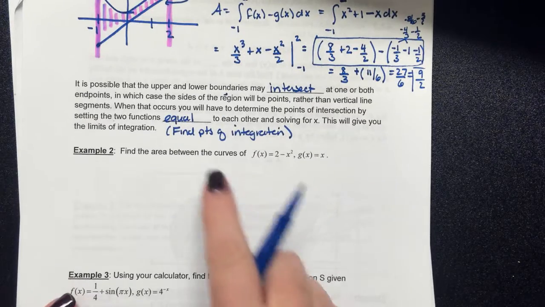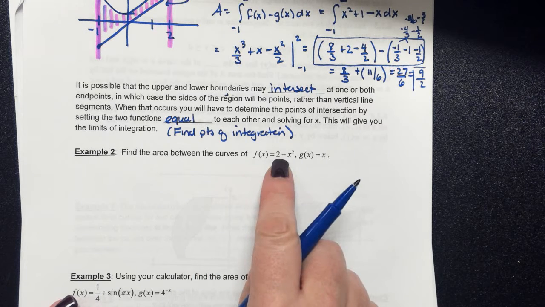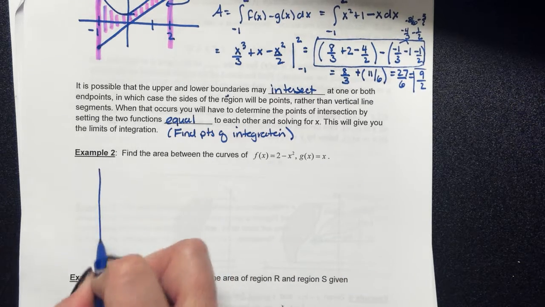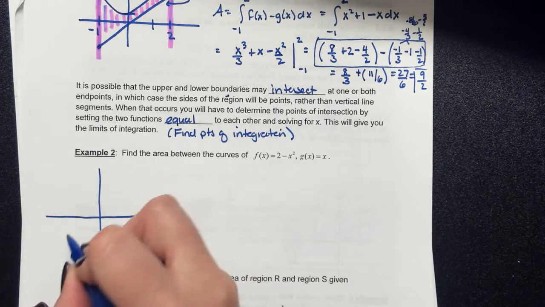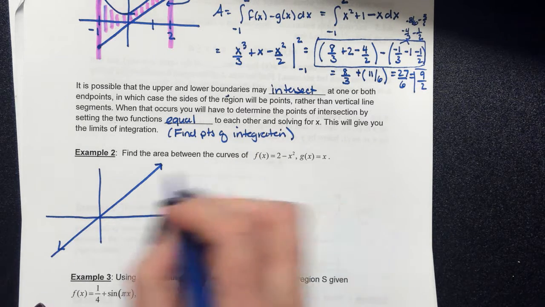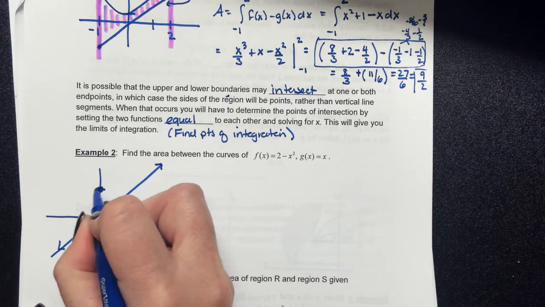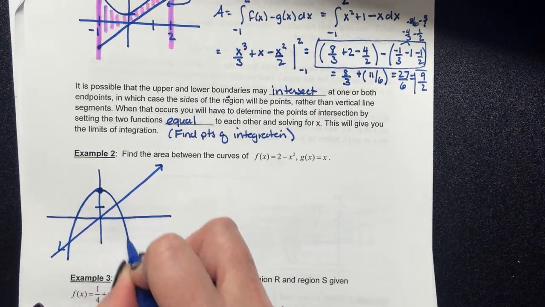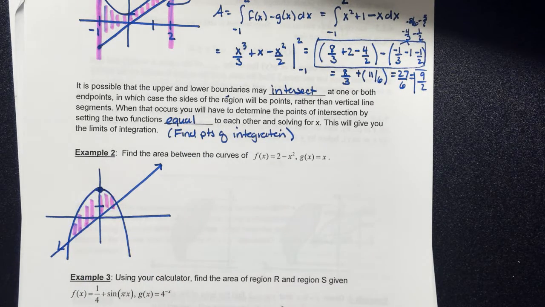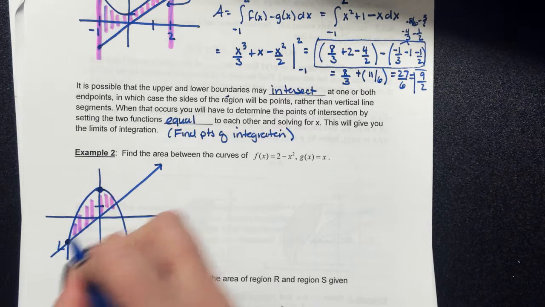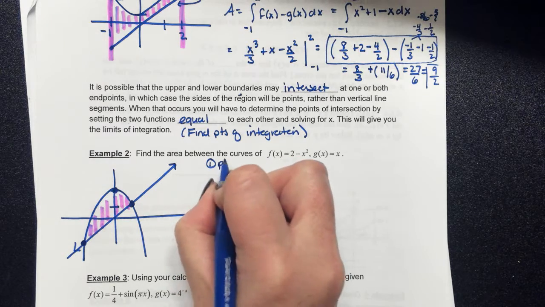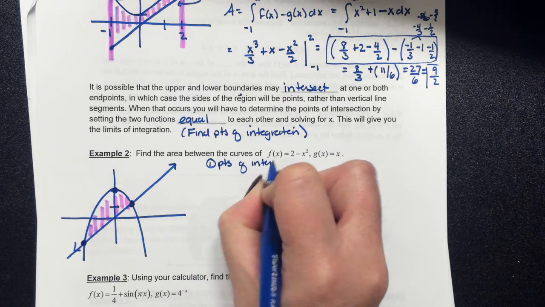So for example, find the area between the curves of f of x equals 2 minus x squared and g of x equals x. So again, we've got the graph y equals x, and then 2 minus x squared. So this is a reflected parabola with a vertical shift going up 2. So we're trying to calculate the area between those two curves. The issue is, you can see we do not have vertical line segments. We're going to have points of intersection. So the first step is we have to find the points of intersection so I know what my bounds are going to be.